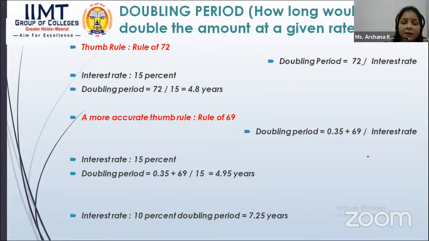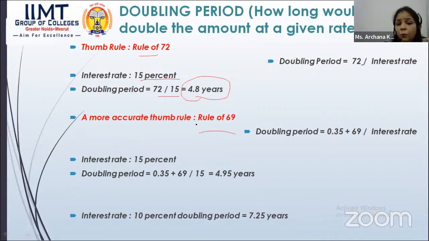Next is the doubling period. Very, very important. In finance, we want to determine in how much time our investment will become double. So we have two rules, the rule of 72 and the rule of 69. If we apply the rule of 72, the formula is 72 upon interest rate. Say, for example, if you are getting an interest rate of 15% on your investment, with the help of the thumb rule of 72, you get 72 upon 15, which is 4.8. So you can easily calculate that in 4.8 years, your investment will get doubled.